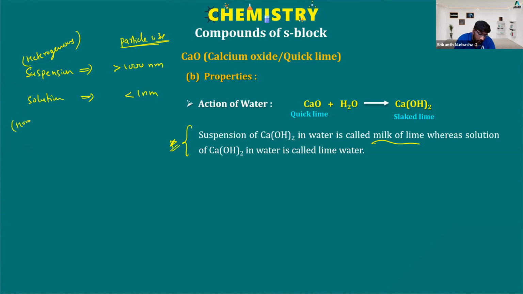Solution is homogeneous. So a suspension of Ca(OH)2 in water is called milk of lime, whereas a solution of Ca(OH)2 in water is called lime water.